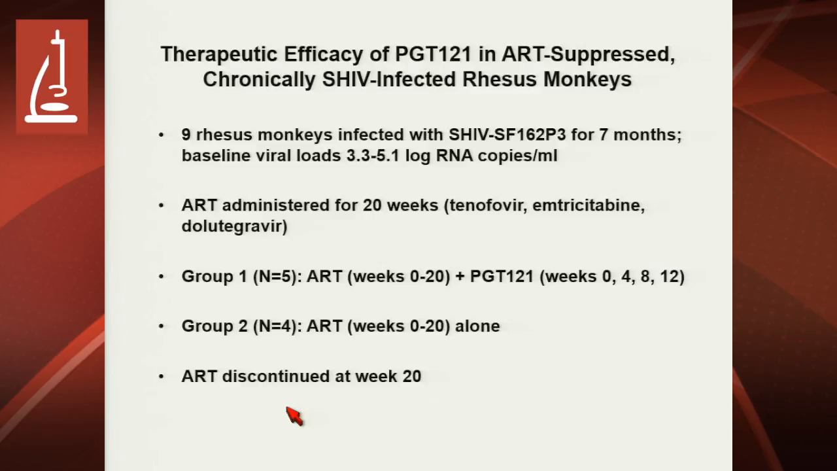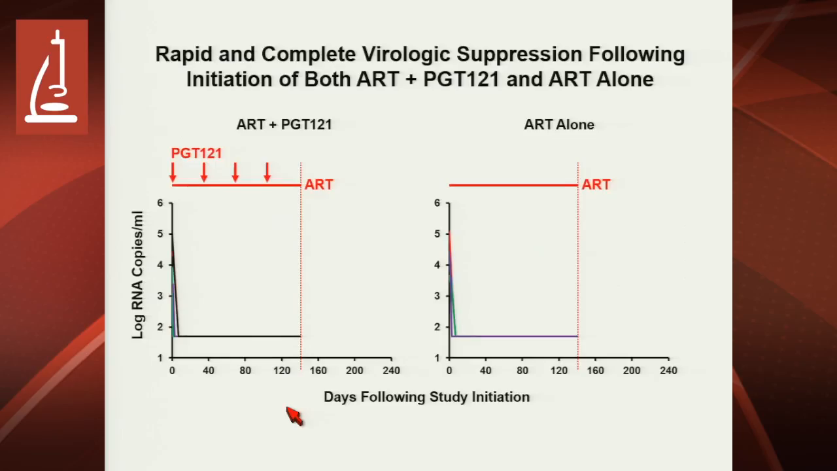So in a pilot study in chronic SIV infection, 9 monkeys were infected with SIV SF162P3 7 months prior to infusion, and had baseline viral loads typical of previous studies, about 3.5 to 5 logs RNA copies per ml. ART was administered for a period of 20 weeks. Then group 1 received ART plus 4 infusions of PGT121, and group 2 received ART alone, and then we stopped therapy. So here is the schema of the experiment. You can see that both of these regimens, not surprisingly, suppressed plasma viral loads to undetectable levels, and then we stopped therapy. And so what happened?